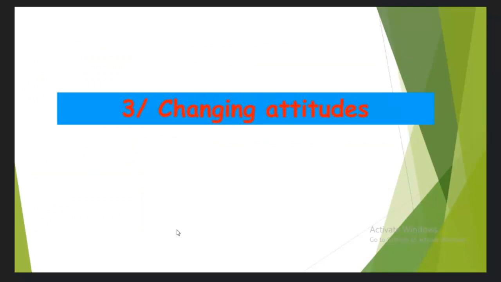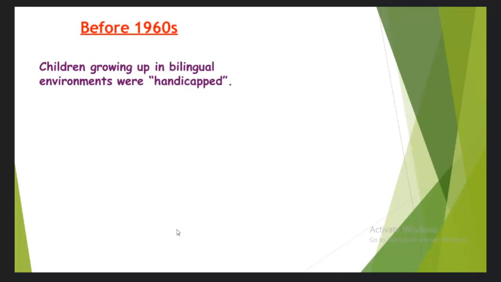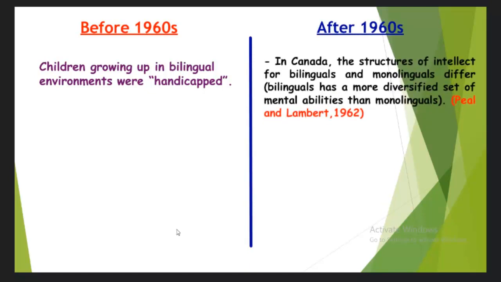And another factor that affects multilingualism is changing attitudes. Before the 1960s, most of the children who were born in bilingual families were considered handicapped. They were stigmatized a lot, but after the 1960s, the situation is different.